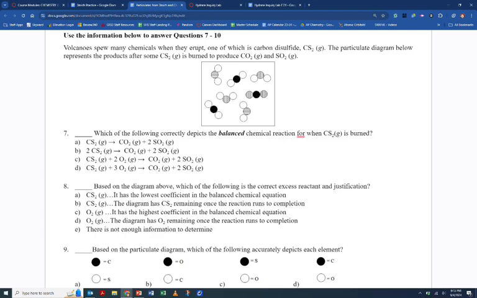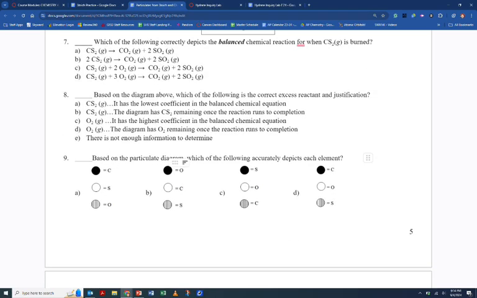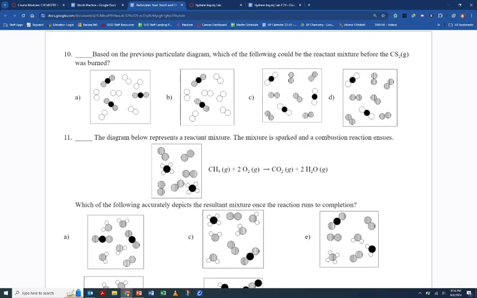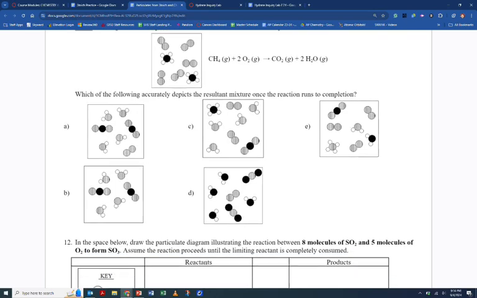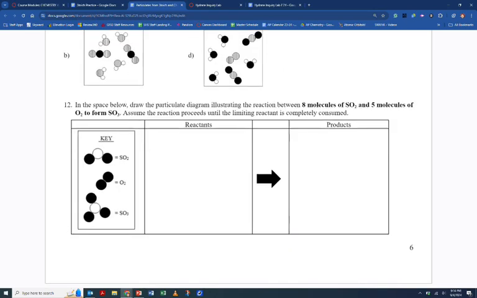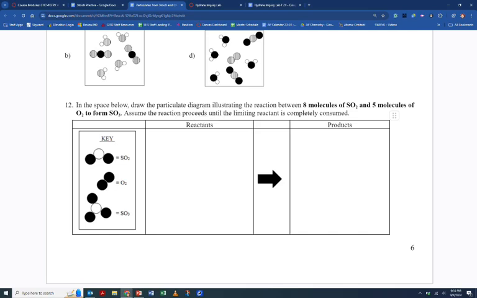And then we get to some multiple choice questions that have their own multiple choice options right there. So read each of these carefully. They all come back to this initial particle diagram and get into some of the simple basic stuff here, and then some slightly more complicated situations, but nothing too bad. Finishing up with you drawing a full reaction out, starting with the reactants, ending with the products.